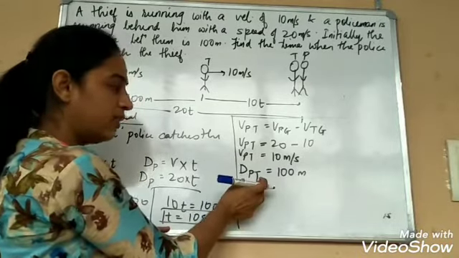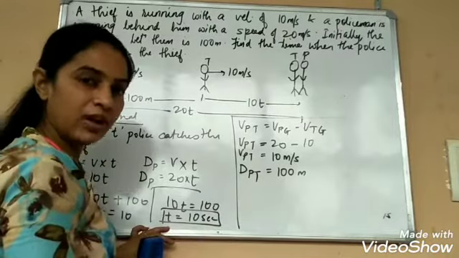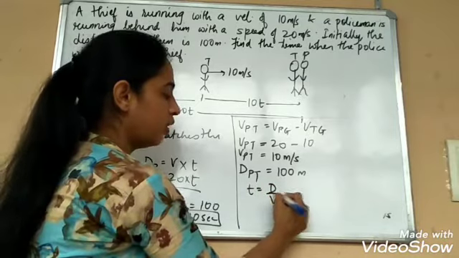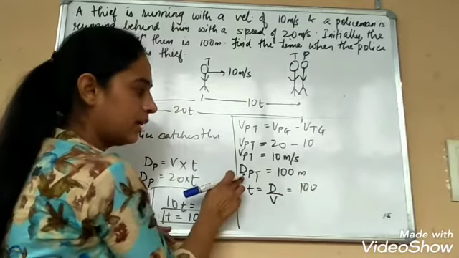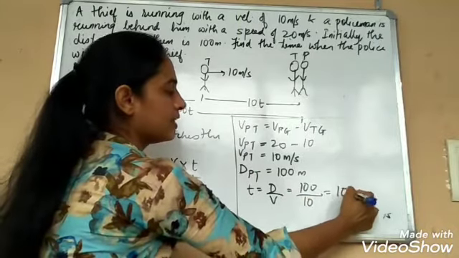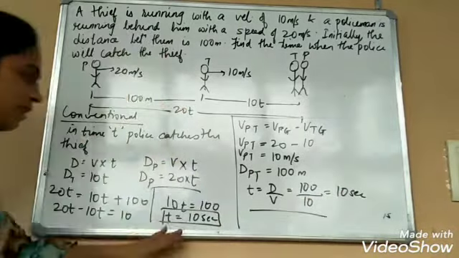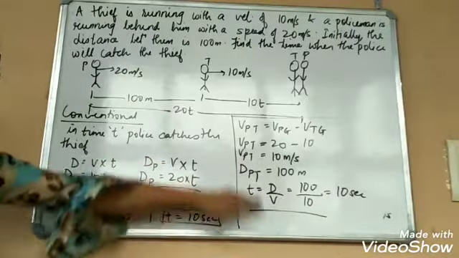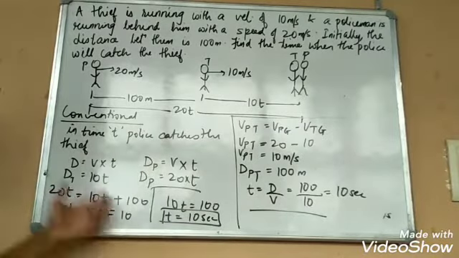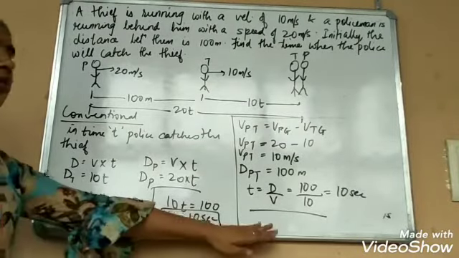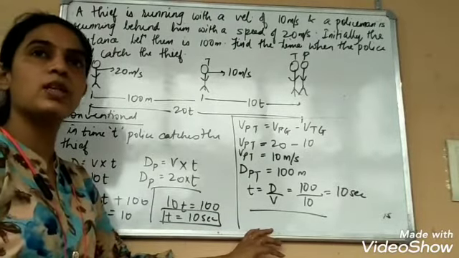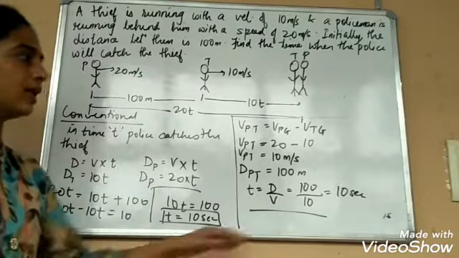So we know the relative distance, we know the relative velocity. Can we find the time? Time will be equal to distance upon velocity, that is 100, the relative distance, upon the relative velocity 10, that is 10 seconds. See, with relative velocity you are able to solve this question in just 4 steps, and with the conventional method it takes longer. So the concept of relative velocity is very useful, especially for your competitive exams. Okay, let's take the next question.